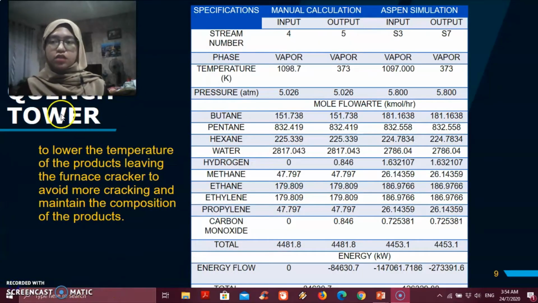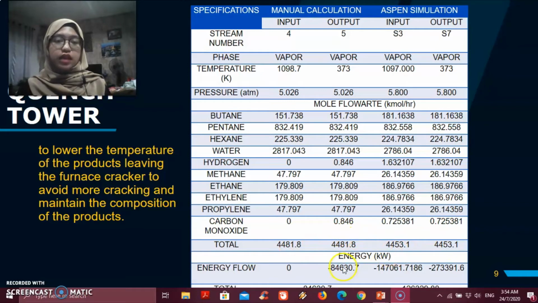So the last unit is the quench tower, which is used to lower the temperature of the products leaving the furnace quickly to avoid more cracking and maintain the composition of the products. So what it does is basically cool down the product from the furnace to avoid further cracking. From the table, the temperature and pressure are quite similar, and the flow rate is also quite similar to the previous unit. It doesn't have any difference.